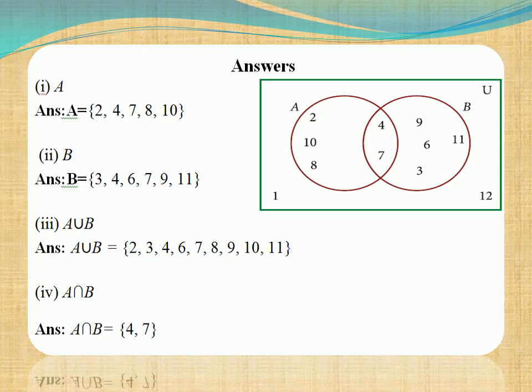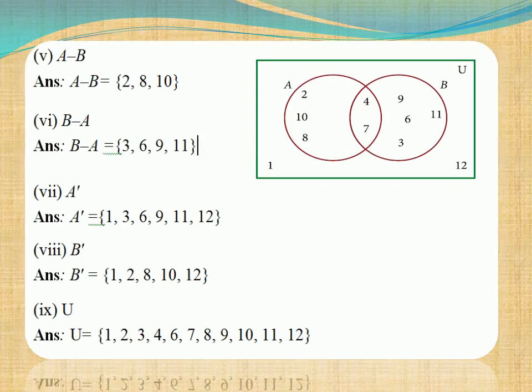Now A union B. We have to take all the elements from sets A and B. Here 2, 10, 8, 4, 7, 9, 6, 3, 11. All the elements from sets A and B I am writing. Now take it in order. We are writing 2, 3, 4, 6, 7, 8, 9, 10, 11. Now A intersection B. A intersection B means common elements, that is in sets A and B. You have the common place now. Here 4 and 7 is the intersection part. So A intersection B is equal to 4, 7.